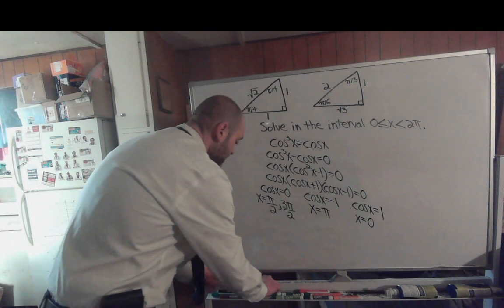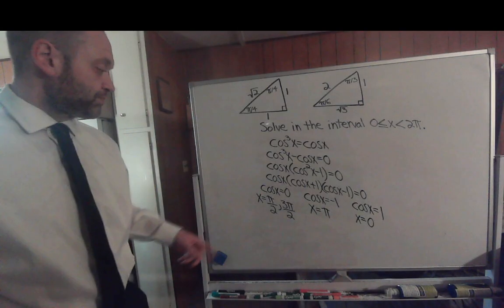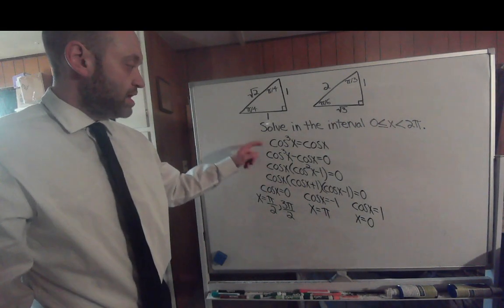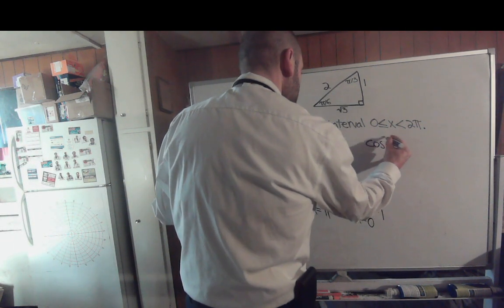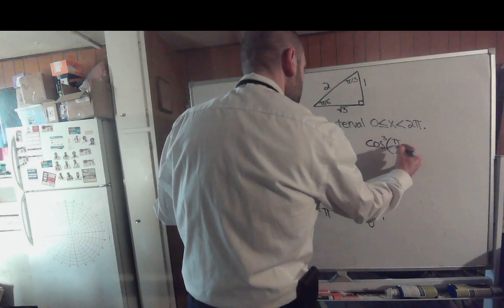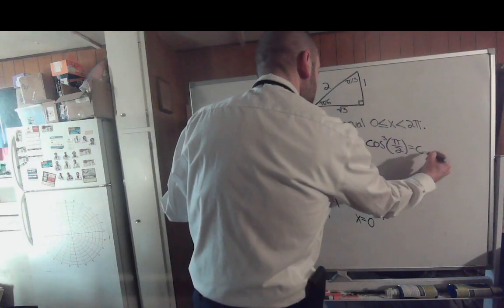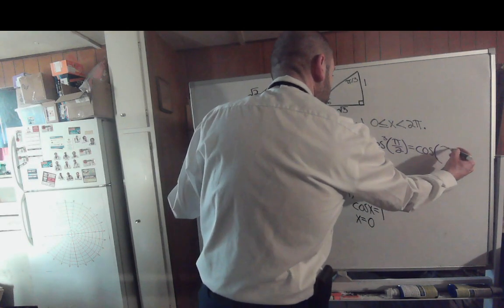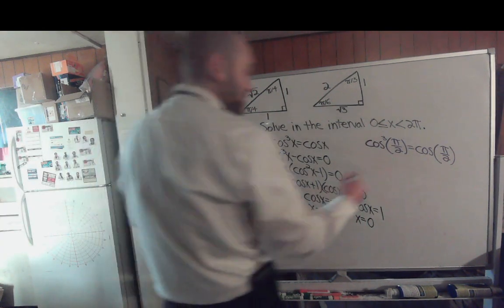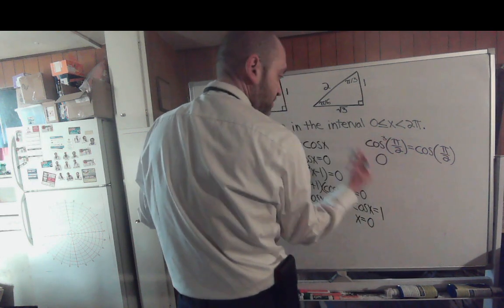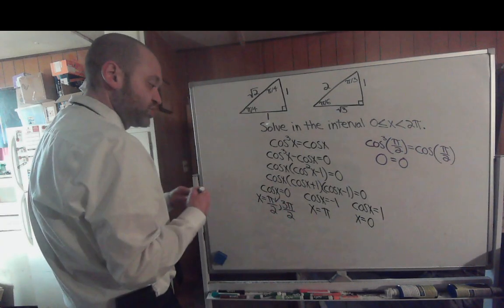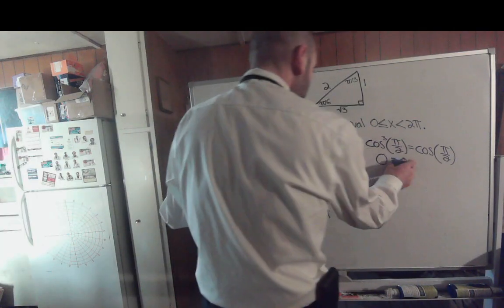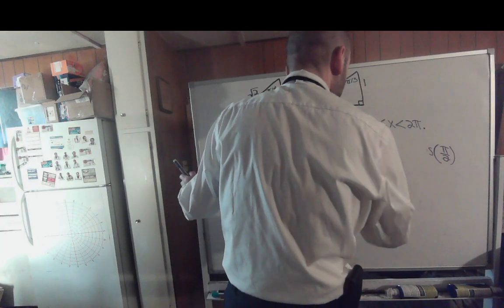So let's put in pi over 2. So the cosine cubed of pi over 2 equal to the cosine of pi over 2. Well, what is the cosine of pi over 2? That's 0, so you get 0 to the third is just 0, 0 equals 0. So pi over 2 actually checks out. Now let's do the same for 3 pi over 2.